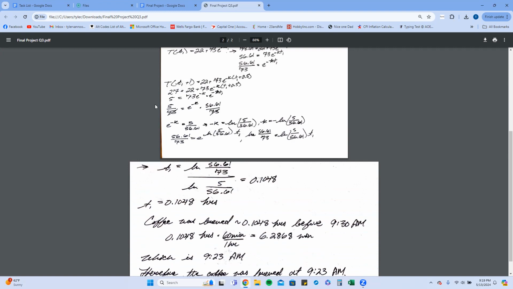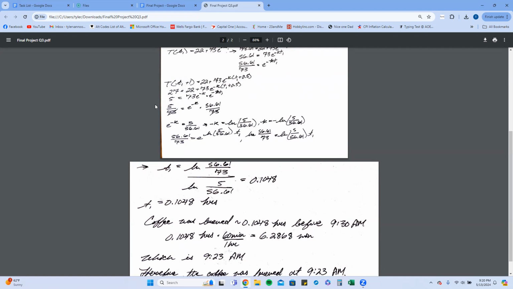We substitute the value for that half hour later, 27 degrees is equal to room temp plus C e to the negative k(t plus 0.5). We subtract 22 from both sides, and we divide both sides by 73, giving us 5 over 73 is equal to e to the negative k times 56.61 over 73. Then we get negative k is equal to natural log of 5 over 56.61. And then, of course, you multiply both sides by negative 1 to give you k is equal to negative natural log of 5 over 56.61.